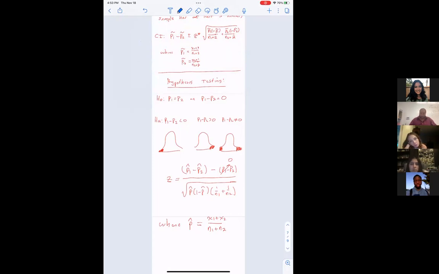What's the second part of the numerator? It's the minus what? This part here? Yeah. Basically minus 0. It's minus p1 minus p2, but p1 minus p2 is just 0, because under the null hypothesis, that's what p1 minus p2 is. In a more advanced class, p1 minus p2 wouldn't be 0, and you'd actually include that.